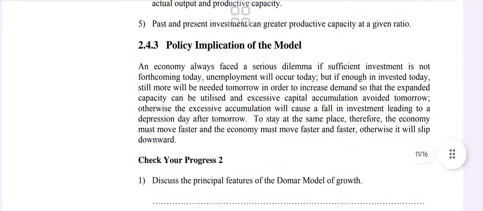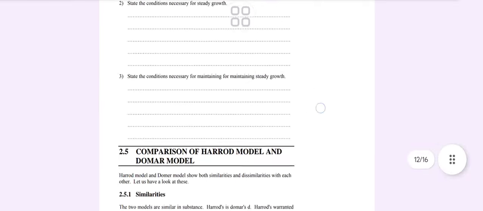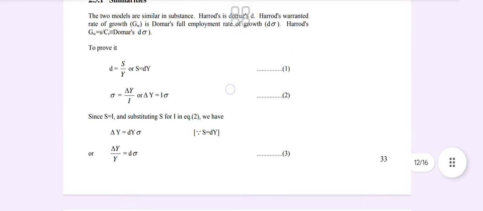The policy implication is that if sufficient investment is made today, still more will be needed tomorrow in order to increase demand, so that the expanded capacity will be utilized and excessive capital accumulation avoided tomorrow. Otherwise, excessive accumulation will cause a fall in investment leading to a depression the day after tomorrow. So to stay at the same place, the economy must move faster and faster. Okay.